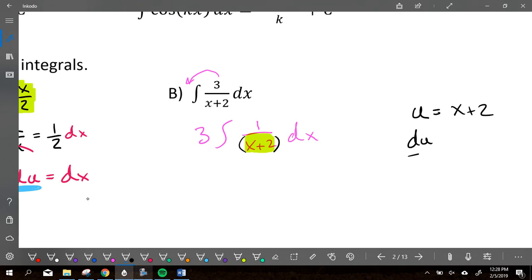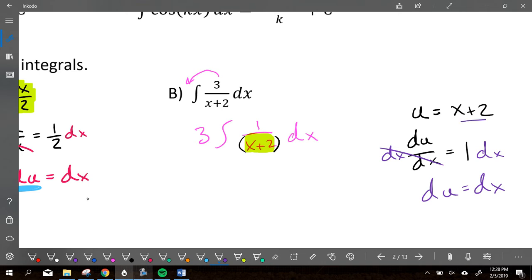I'm going to take the derivative of x plus 2, du dx. Show me with your fingers what's the derivative of x plus 2. Derivative of x plus 2 is just 1. I'm going to solve for dx, so I'm going to multiply both sides by dx. That one was easy. dx is now by itself. du equals dx. It's the easiest substitution of all time.